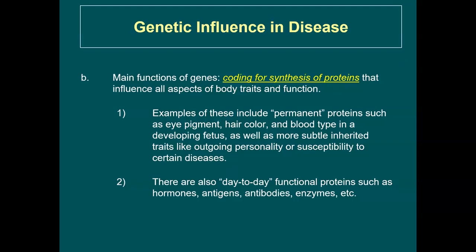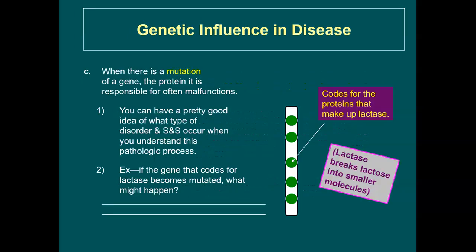And so if you think about the permanent inherited features that we have, such as hair color, eye color, blood type, these are coded by our genes. These are all kind of organized and directed by the function of the gene. But then there are also some other proteins that are made daily, such as hormones and certain enzymes and antibodies, and those are also ruled by our genes too.